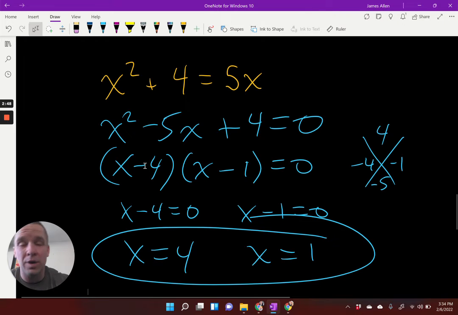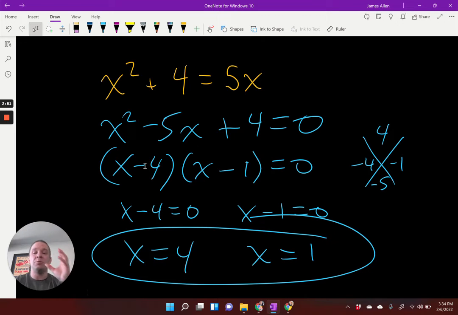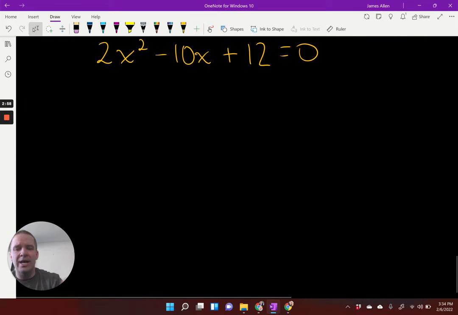That's called the zero product property. And that's your whole strategy with factoring and solving: getting one of those factors to 0 makes the whole thing 0. Okay? All righty, last one I think here.